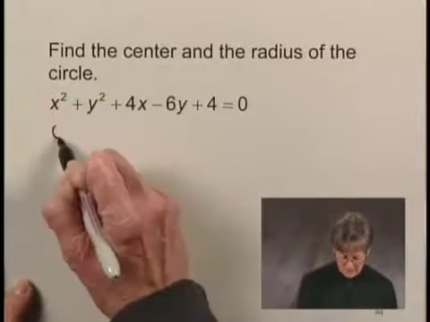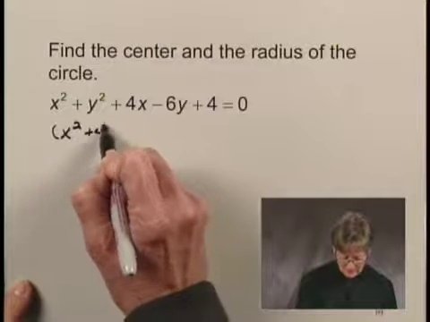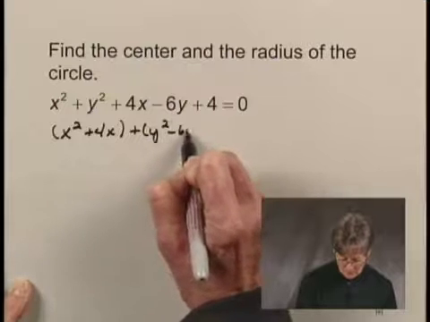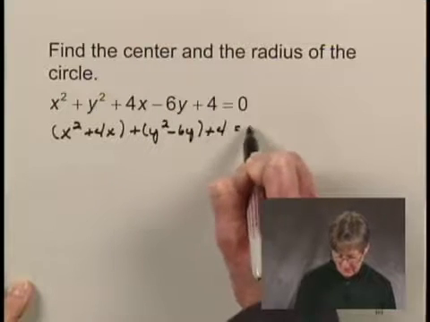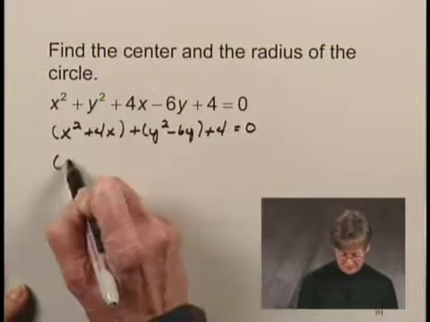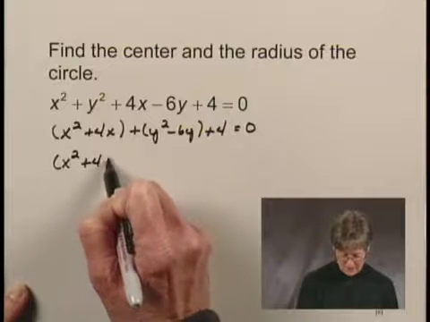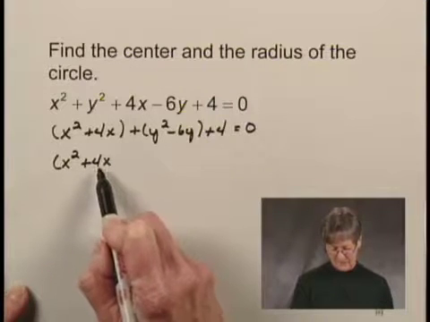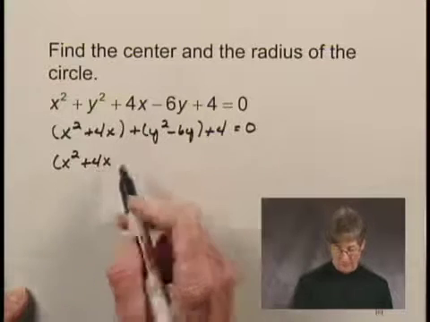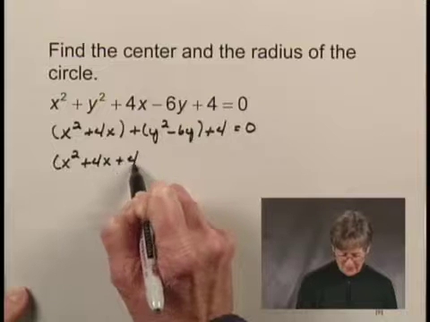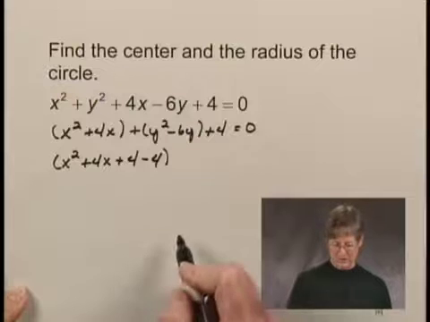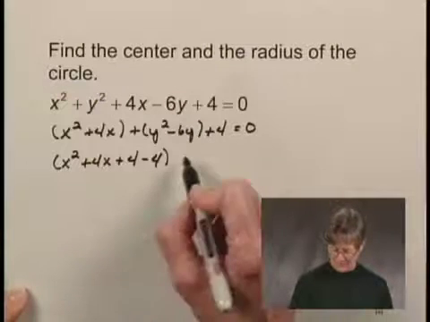I'm going to start by grouping the x squared and the 4x together, and I'm also going to group y squared minus 6y, and then we have plus 4 equals 0. Now I'm going to complete the square inside this set of parentheses first. So I'd have x squared plus 4x, and to complete the square I take half the coefficient of x, so half of 4 is 2, and I square it. And I'm going to add that, and then I'm also going to subtract 4, so that I've really added 0 to this equation. I have an equivalent equation because I've added 0.